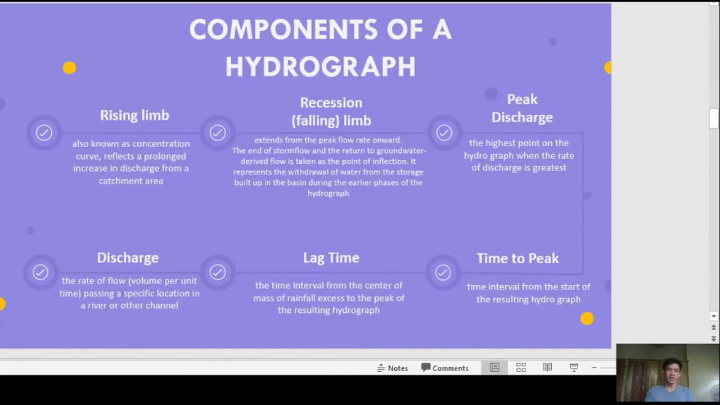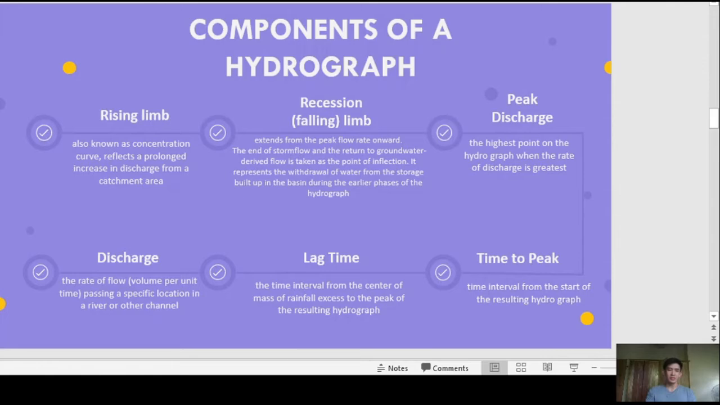Next, components of a hydrograph. Rising limb. The rising limb of a hydrograph, also known as the concentration curve, indicates a sustained increase in discharge from a catchment area, usually in response to rainfall. Next, recession limb. It extends from the peak flow rate onward, the end of storm flow or the direct runoff, and the return to groundwater derived flow is often taken as the point of inflection of the recession limb.